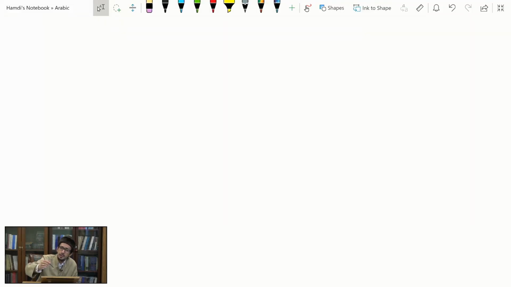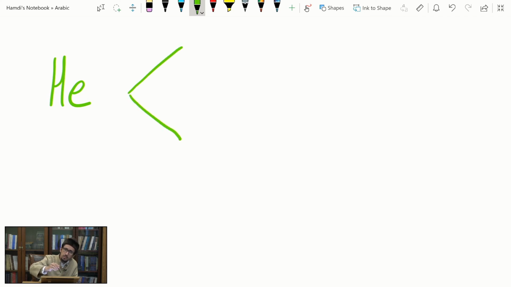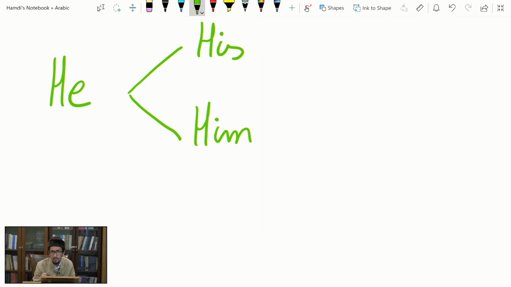So basically, it's very easy. We are going to have the attached pronouns corresponding to the detached pronouns. Like in English, corresponding to he, let us do it in English. From he, we get one version of possessive pronoun, his, and we get him for objective pronoun.